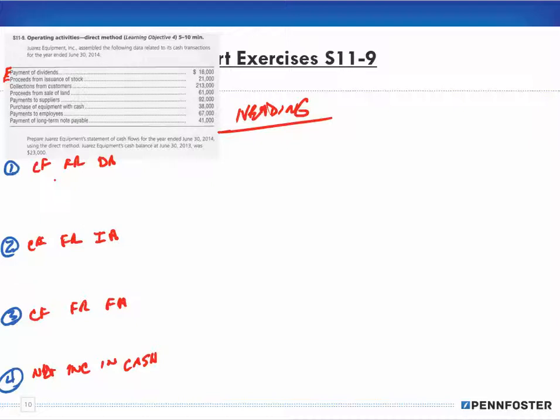The collection from customers is an operating activity, so I'm going to have collection from customers, and that's $213,000. Then I have proceeds from the sale of land. That's an investing activity. Payment to suppliers is an operating activity, so I put it here, payment to suppliers, and that amount is $92,000.